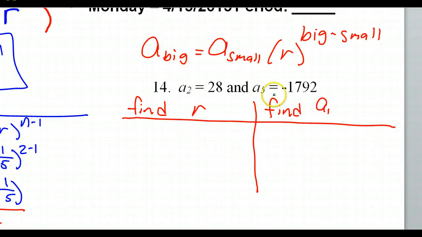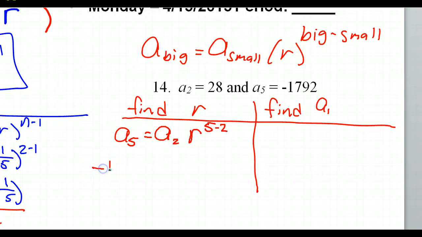So first of all, a big is a5. So that means a5, a small is 2, so that will equal a2, and that's going to be times r to the big minus small power. So that's going to be the 5 minus 2 power. And the reason why I put a5 and a2 here, instead of immediately putting negative 1,792 and 28, is if you put a5 and a2, it'll be real obvious to you that you need to do the 5 minus 2 power here. But we will go ahead and substitute now.